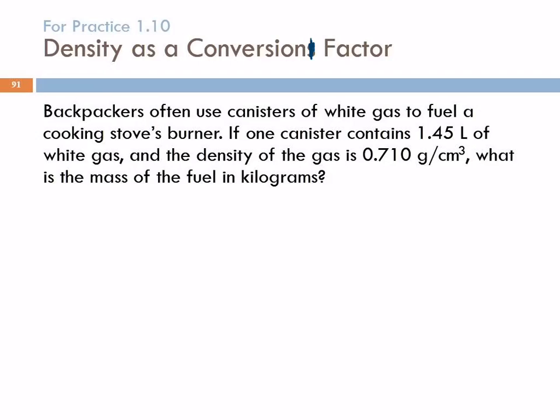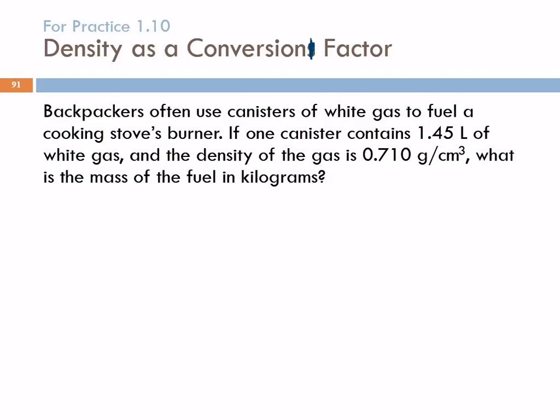Backpackers often use canisters of white gas to fuel a cooking stove's burner. If one canister contains 1.4 liters of white gas and the density of the gas is 0.710 grams per cubic centimeter, what is the mass of the fuel in kilograms? Well, this is a bit of a leap, isn't it?